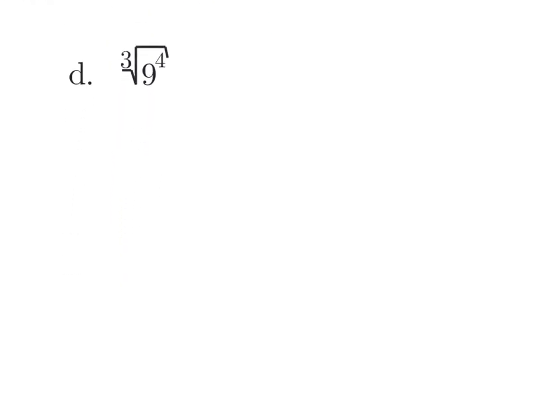Last example, we have the cube root of 9 to the 4th. If we write this using exponential notation, this is 9. Our numerator is the inside number, so it's going to be 4. Our denominator is the outside number, it's going to be 3. So this is equal to 9 raised to the 4/3.